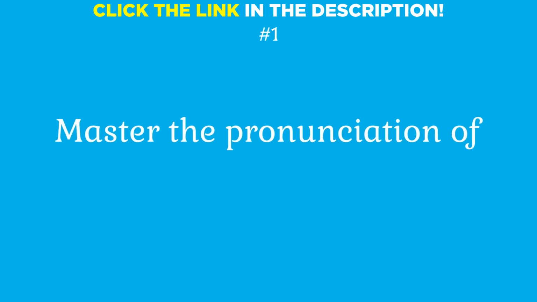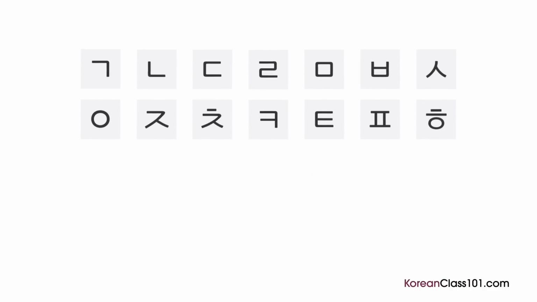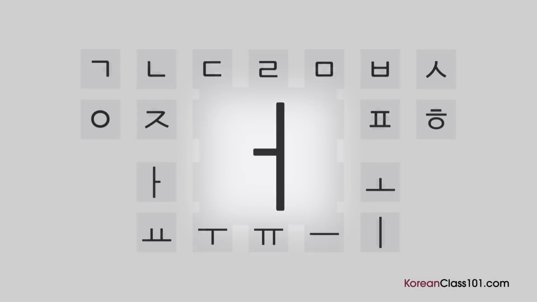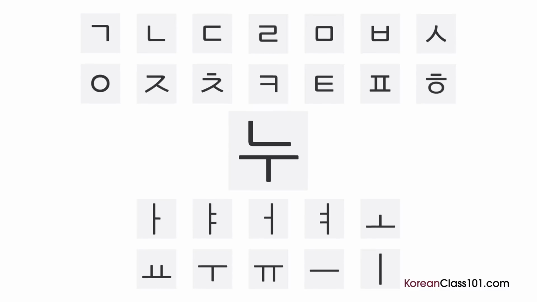The first key point is to master the pronunciation of 24 basic Korean letters. The Korean alphabet has 14 basic consonants and 10 basic vowels. 1 letter represents each of these sounds. These are then written out in blocks to form each syllable.